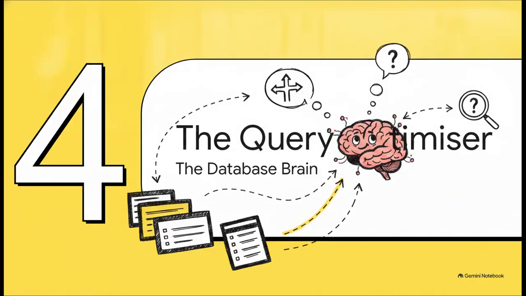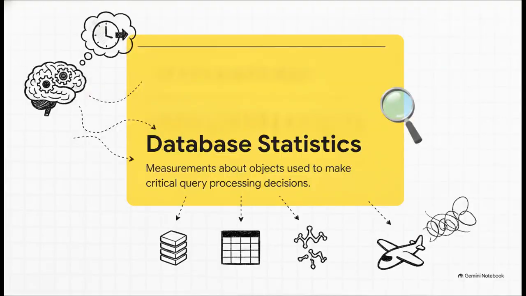Let's move on to Section 4, the query optimization. Indexes are basically magic, but the database still needs a brain to actually decide when and how to use them. Just because an index exists doesn't automatically mean it's the fastest route for every specific query. For this brain to make good decisions, it needs up-to-date information, which we call database statistics.